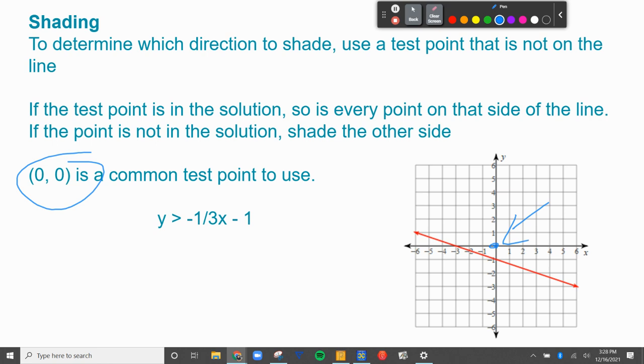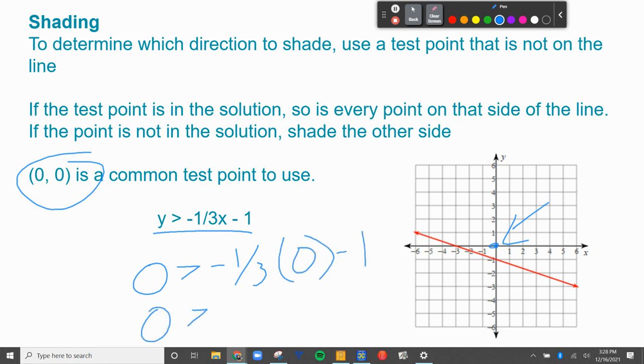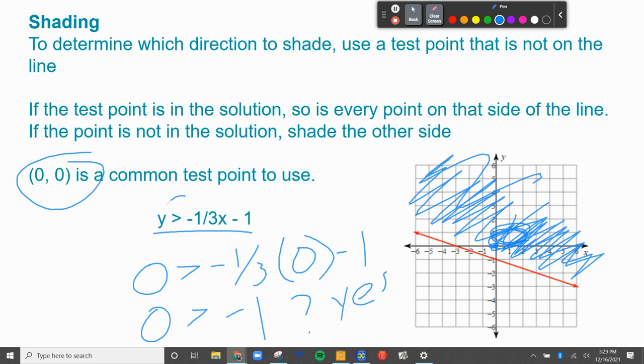So if we plug 0, 0 into this inequality, is 0 greater than negative 1/3 times 0 minus 1? Negative 1/3 times 0 is 0, minus 1 is negative 1. Is 0 greater than negative 1? The answer is yes. Therefore, this would be a solution, and something we would have to shade. Everything on this side of that red line is a possible solution, because it's greater than. It's not an exact line. It's not an exact point.